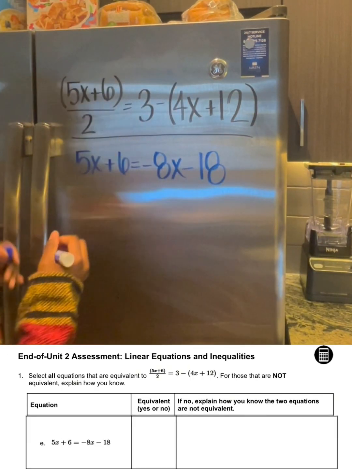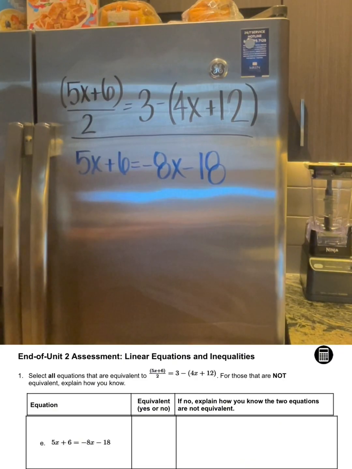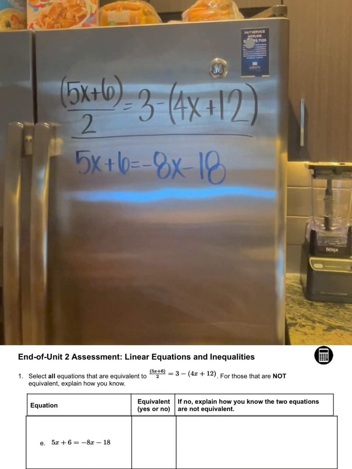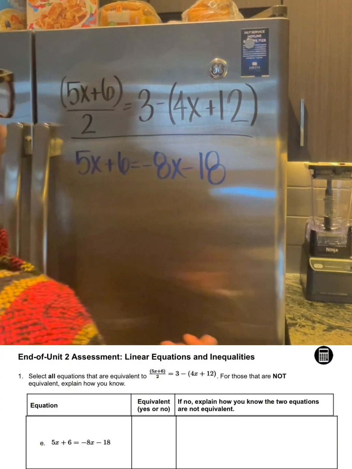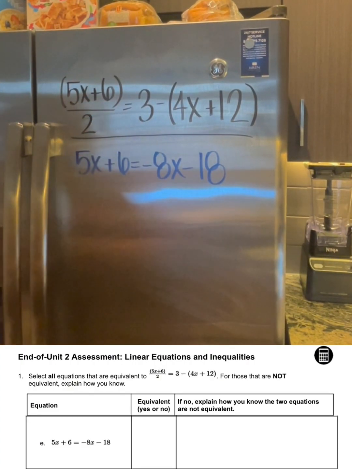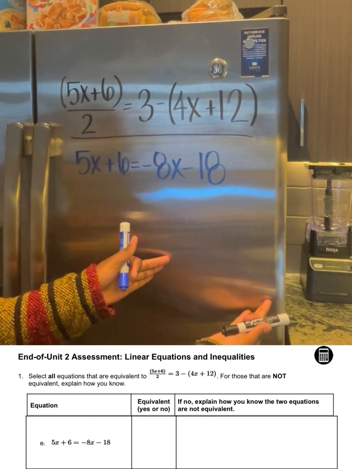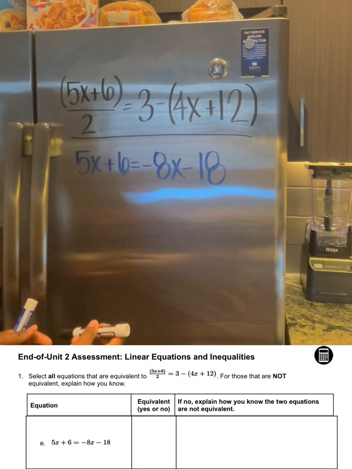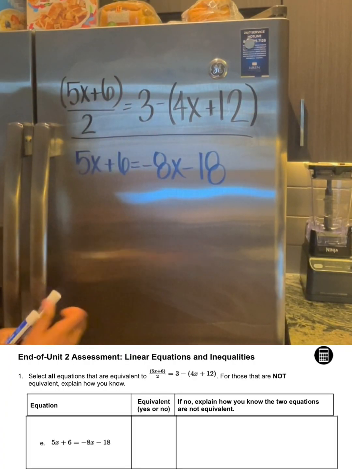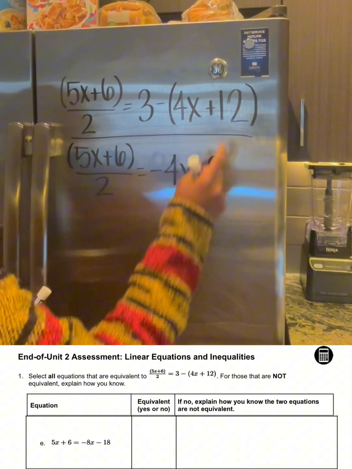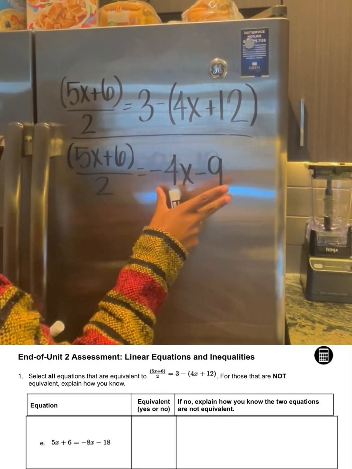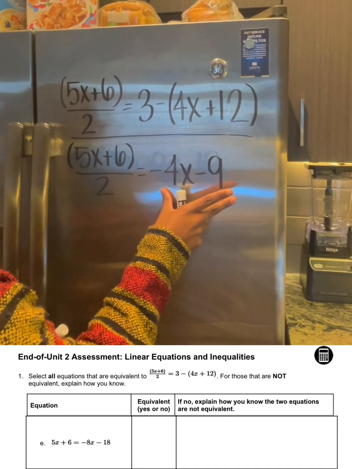Alright, so E is 5x plus 6 equals negative 8x minus 18. What's different? Both sides are different. I'm missing the 2 over here, and then I'm missing a lot of stuff over here. We can already tell that they've already solved this right side because there are no parentheses there. So that means they already broke this down. What did we get when we broke that down? Okay, so when we broke this side down, we ended up with this, correct? If you don't see that, rewind a little bit, okay?